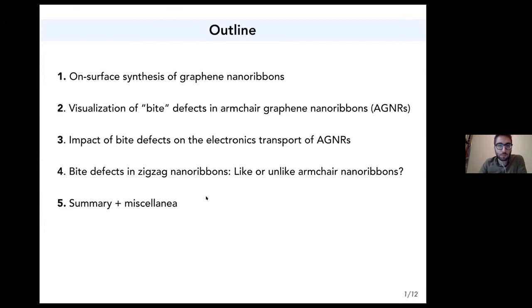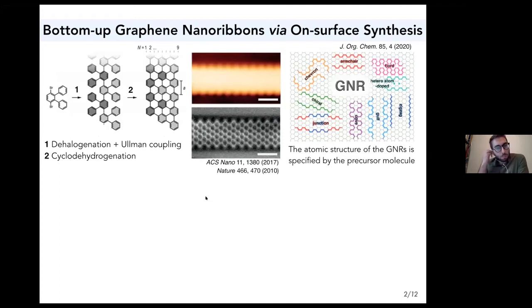So the big twist in the context of the realization of graphene nanoribbons came approximately 10 years ago, when it was realized that you can produce these nanostructures with a bottom-up approach.